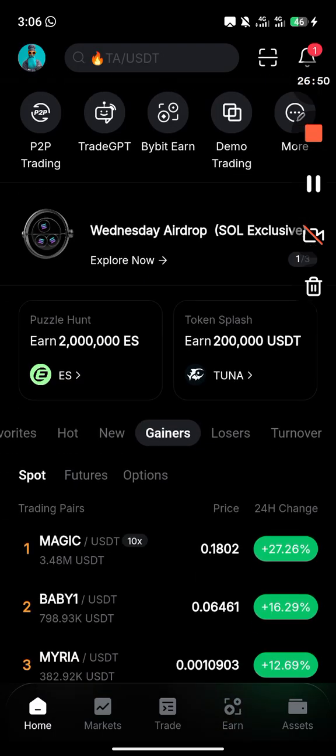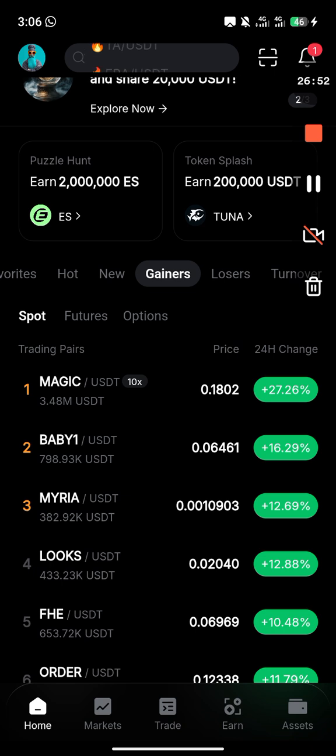There's another coin I want to drop in our signal group. Look at this coin.